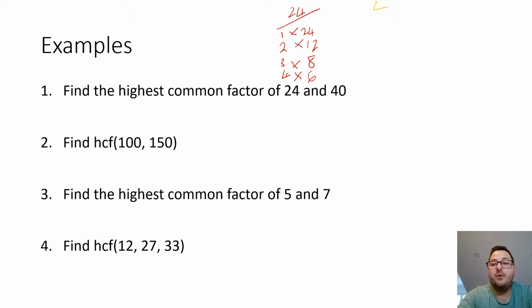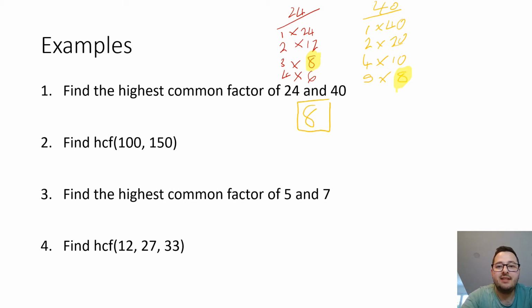And now let's do 40. The factors of 40 are 1 times 40, 2 times 20, 3 doesn't go into 40, 4 does, 4 times 10, and we've got 5 times 8. Having a quick scan, it looks to me that the highest common factor is going to be 8. There's an 8 there and there's an 8 there, so the highest common factor is 8. And that is the answer to that one.